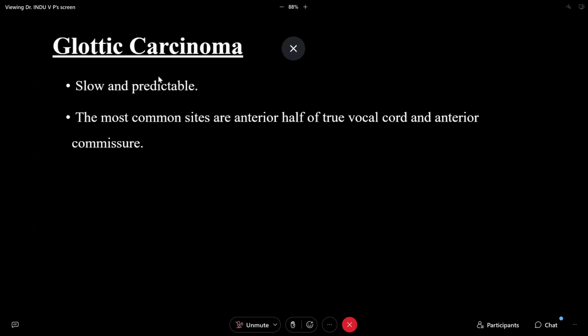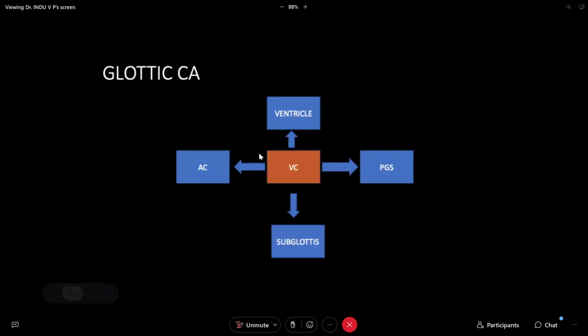So the glottic carcinoma, the spread is usually slow and predictable, and the most common site is the anterior half of the true vocal cord and anterior commissure. So the glottic cancer, if it is involving the vocal cord, it can superiorly extend into the ventricle, inferiorly extend into the subglottis, or it can involve the anterior commissure.